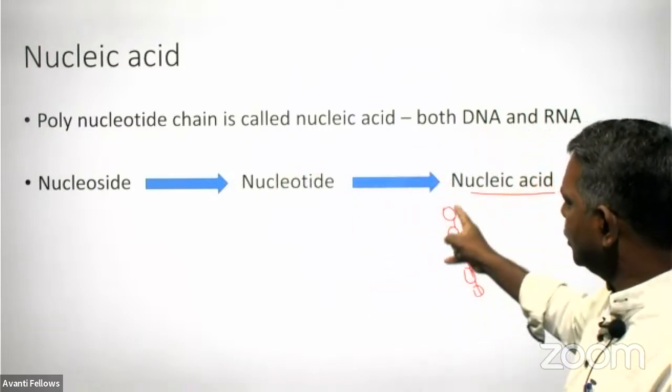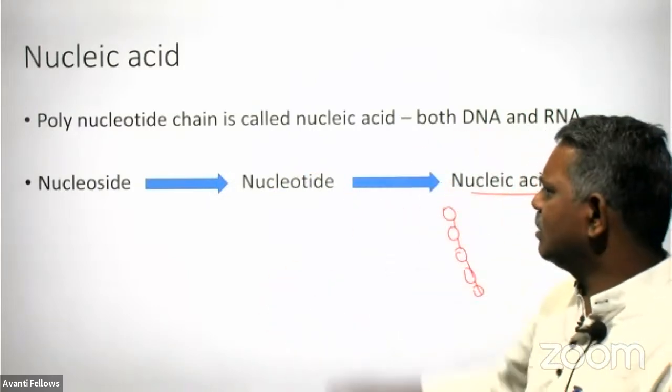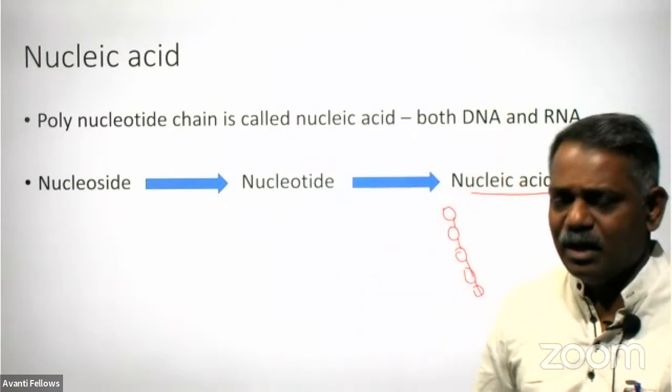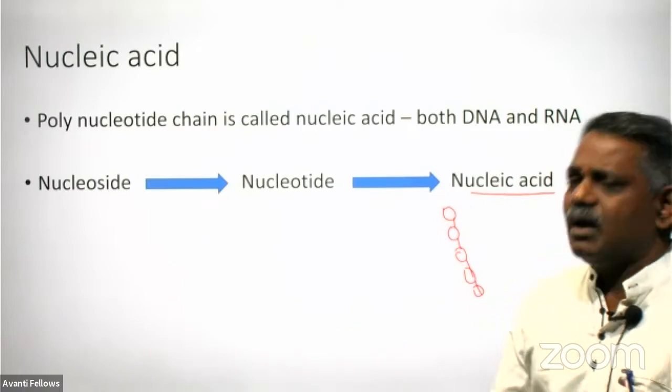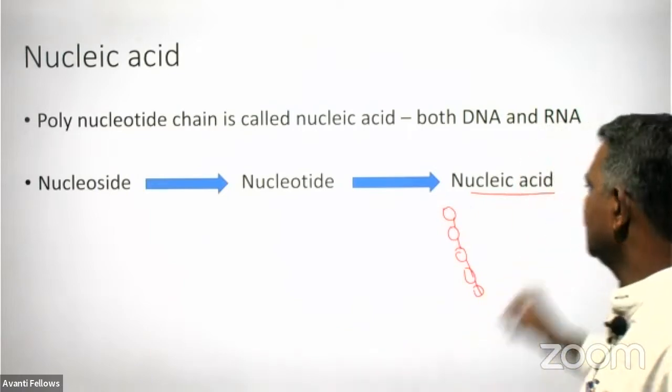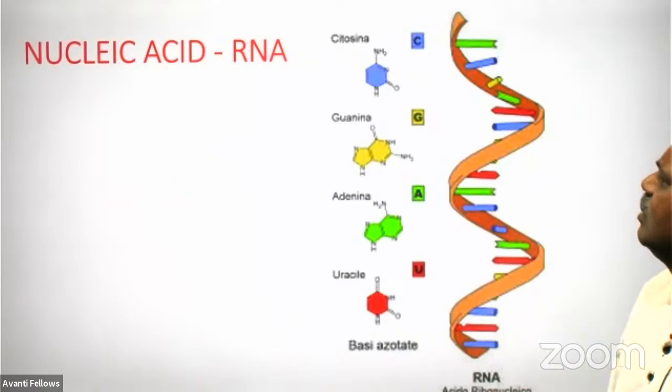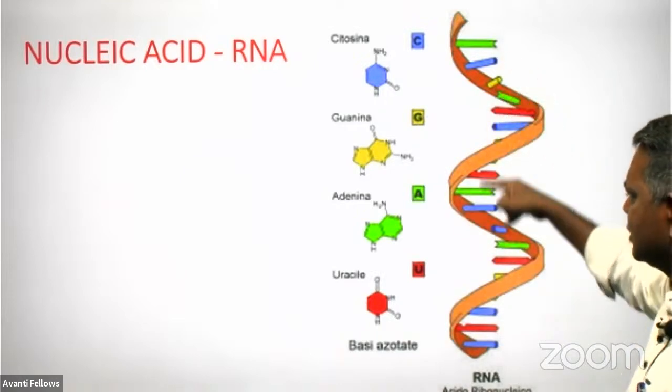Now we will see how the nucleotides connect to each other to form this nucleic acid strand. It may be single stranded or it may be double stranded, right? And this is the structure of the nucleic acid RNA. As I told you, RNA is single stranded.